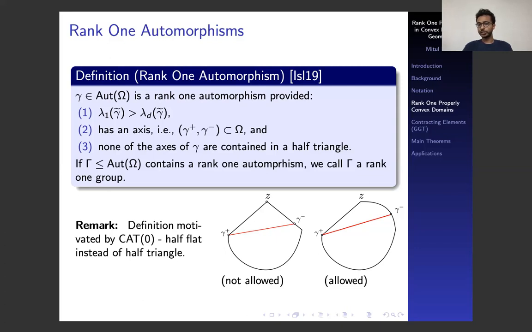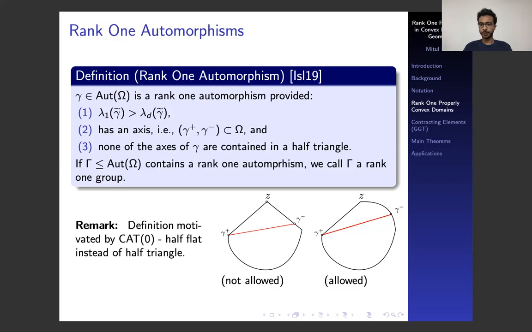If you look at the other picture there, which is labeled allowed, in that picture, the axis between gamma plus and gamma minus, if you look at either side of it, you do not see a half triangle. So this is something that we are going to allow. This is basically what the third assumption is all about. Now, this half triangle assumption might look artificial in the beginning, but I want to emphasize that it is motivated by the CAT(0) definition of a rank 1 isometry.